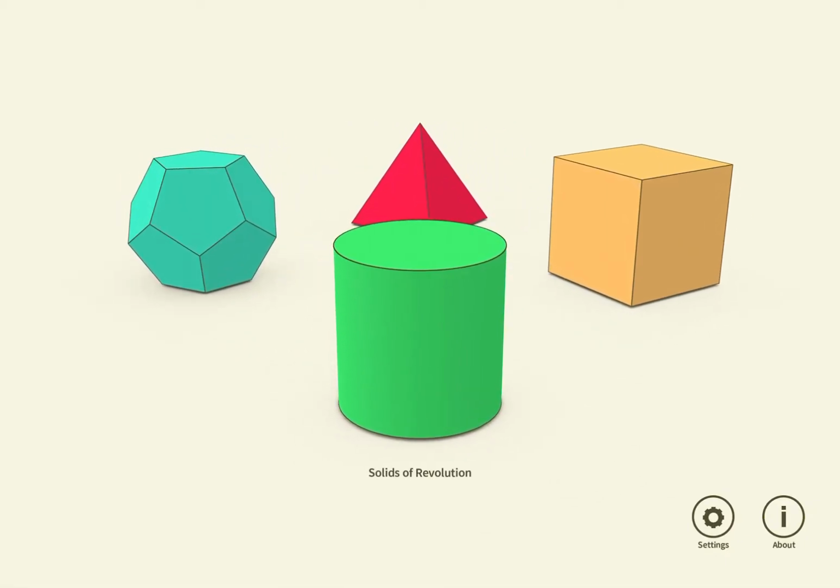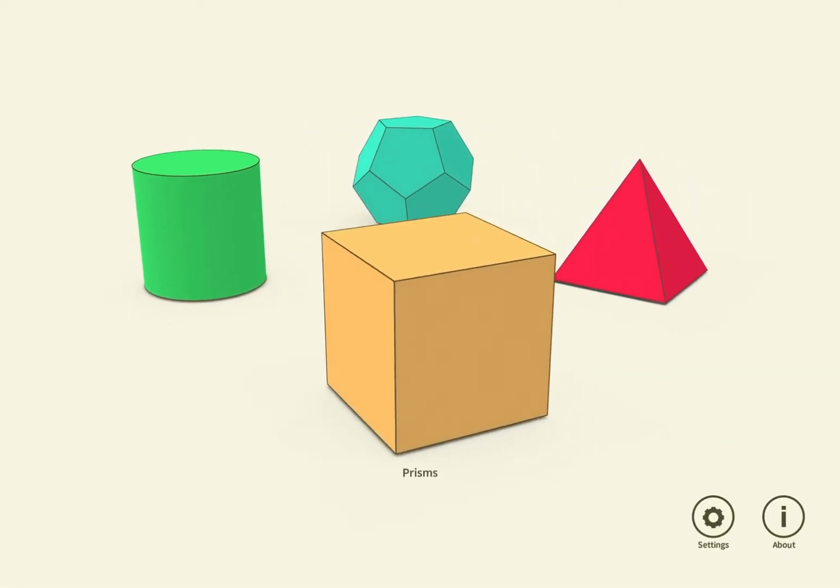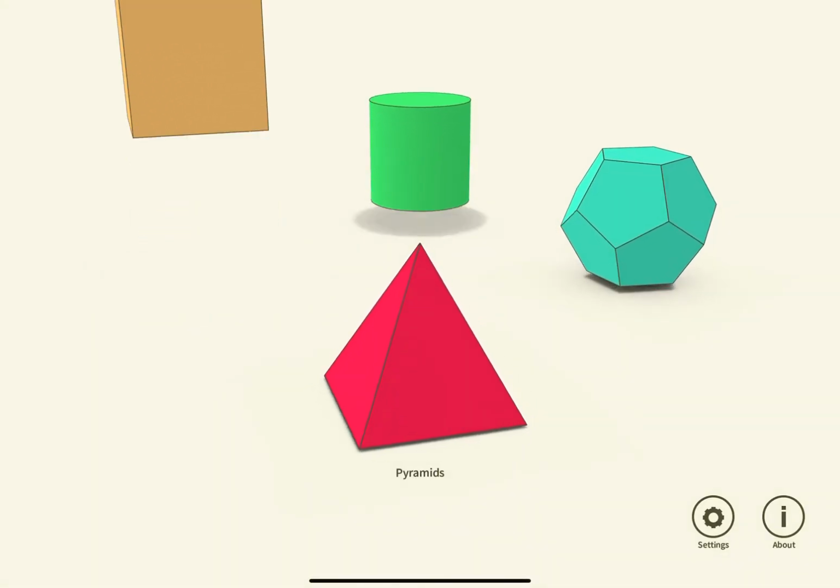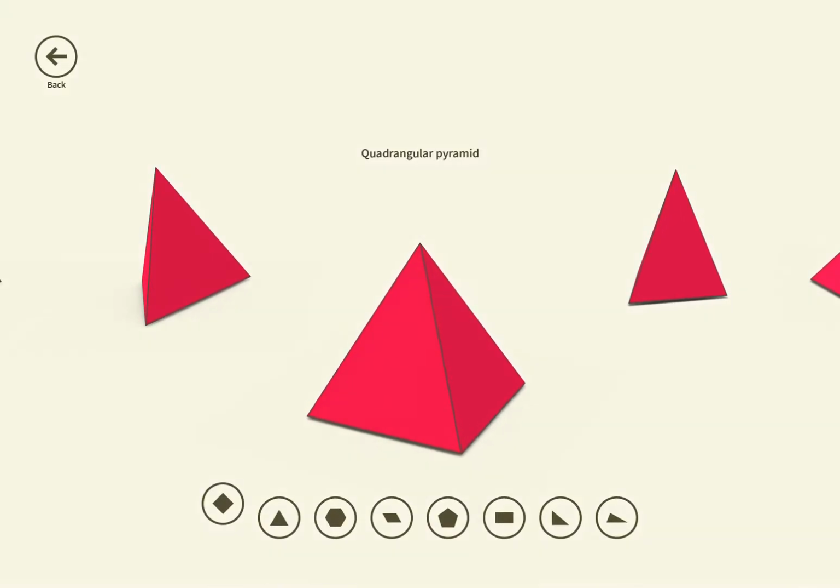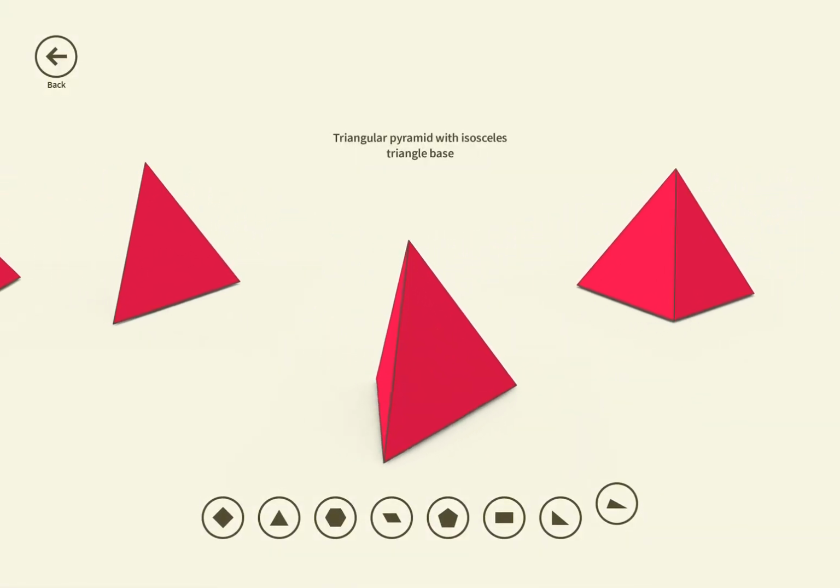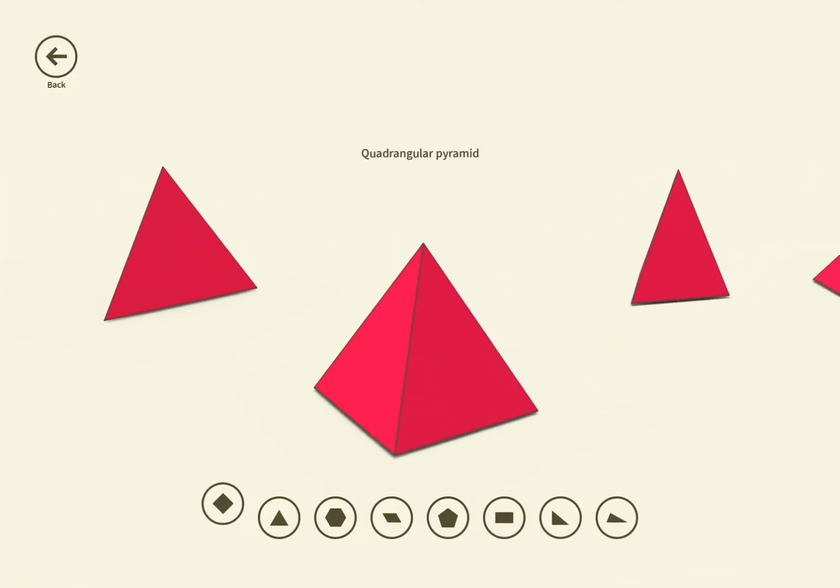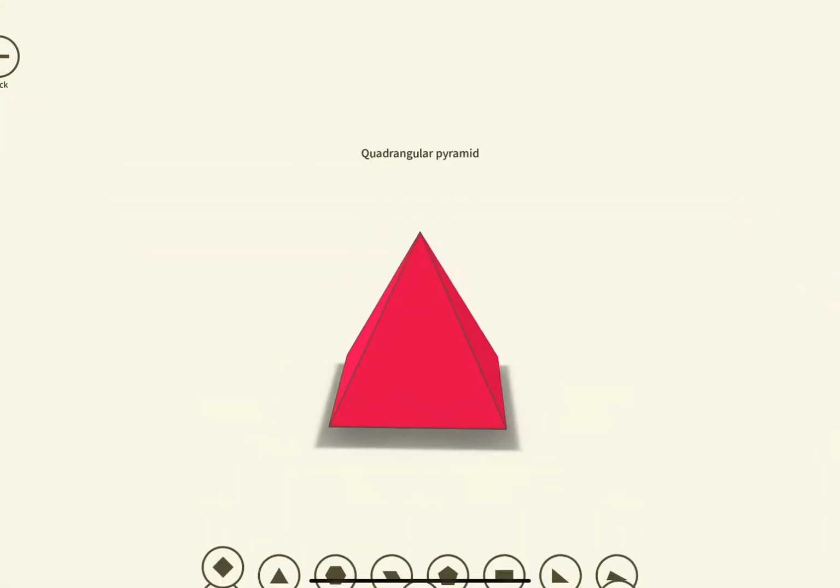And then, this says solids of revolution, and basically these are shapes with rounded sides, right, or faces. So the first thing we're going to do is we're going to look at pyramids. And when you click on pyramids, there's all sorts of pyramids. Now along the bottom there's bases, right? So I could say here's a squared base pyramid, right?